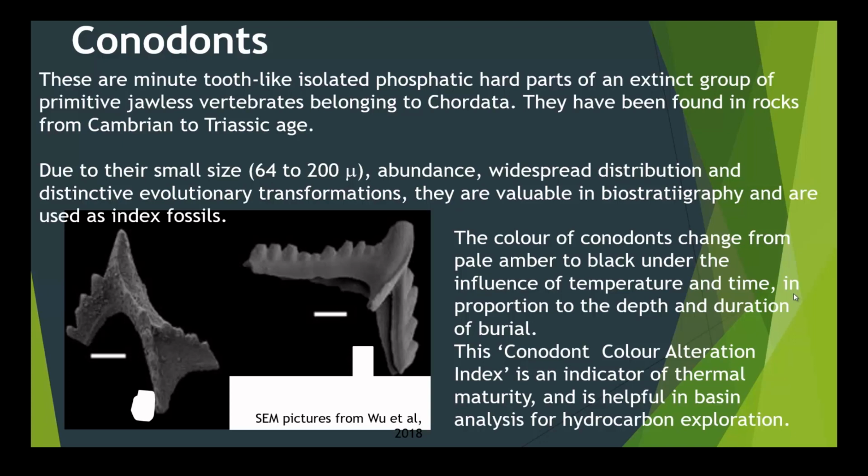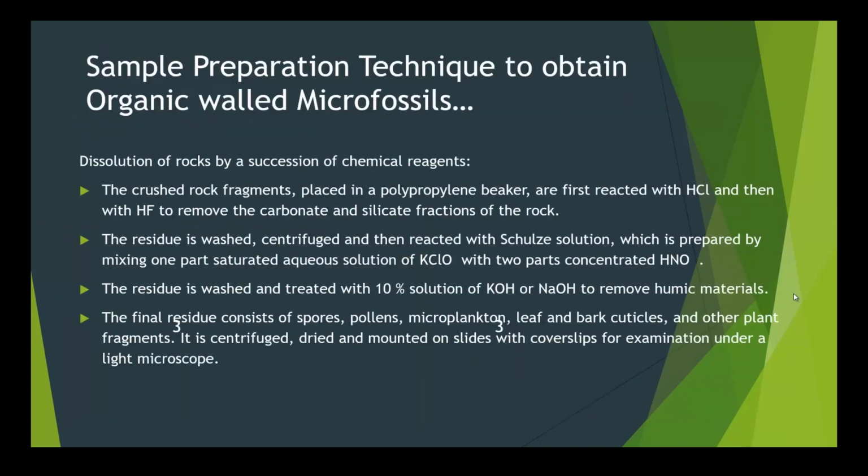Now let's come to the organic walled microfossils. Let's first discuss their sample preparation techniques. The rocks are dissolved by a succession of chemical reagents. The crushed rock fragments are placed in a polypropylene beaker and are first reacted with hydrochloric acid and then with hydrofluoric acid to remove the carbonate and silicate fractions of the rocks.